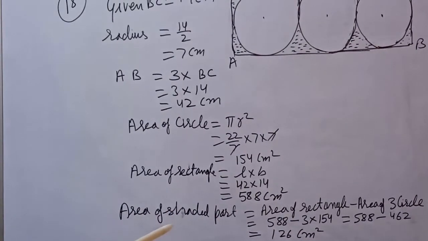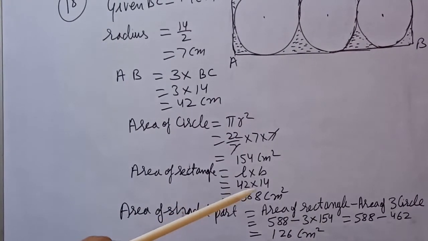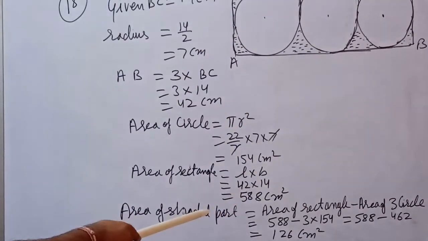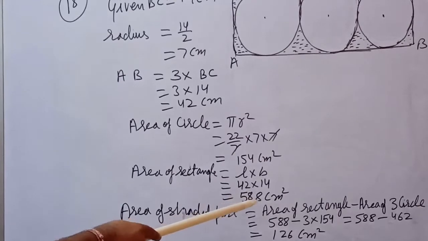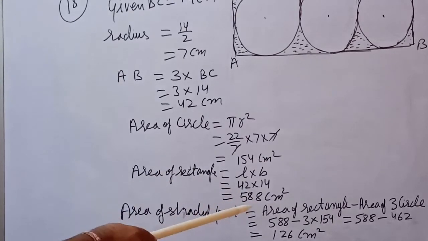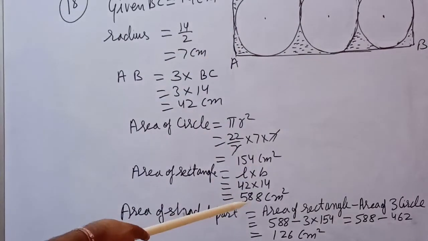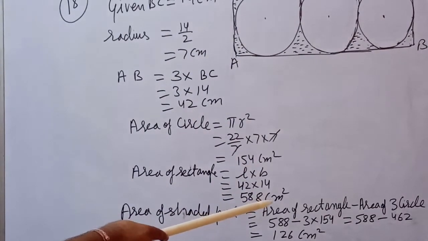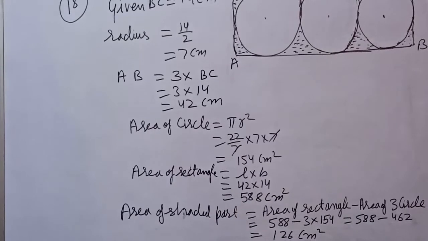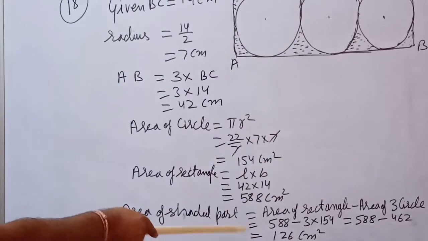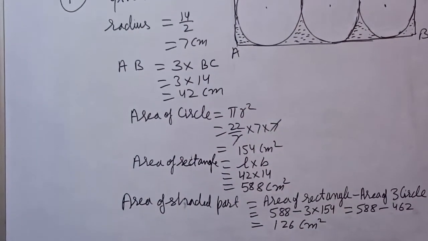Now area of the shaded part will be area of the rectangle minus area of the 3 circles. That is 588 minus 3 into 154. 154 is the area of one circle, so area of the 3 circles will be multiplied by 3. So that is 588 minus 462. So that is 126 centimeter square. So area of the shaded part will be 126 centimeter square. So in that manner you can do the sum number 18.